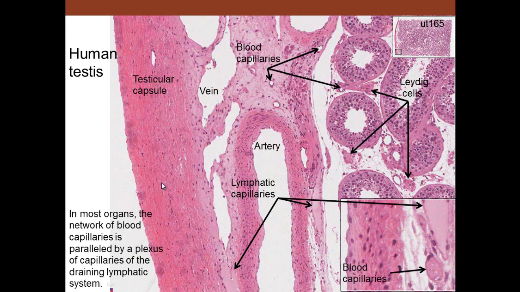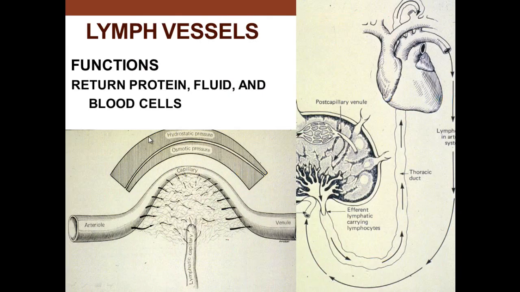So in most organs, the testis is one of them, the network of blood capillaries is paralleled by a plexus of capillaries of the draining lymphatic system. So in addition to having arteries and veins and capillaries of the blood vascular system, you usually have draining capillaries and vessels of the lymphatic system. So here we can see arteriole with the capillaries. Fluid is coming out of the capillaries and then it's reabsorbed in the venules, but what doesn't go back in there goes to the lymphatics.